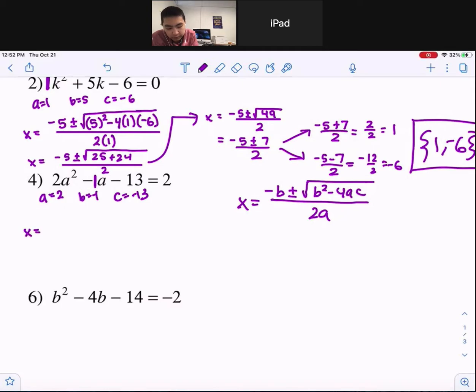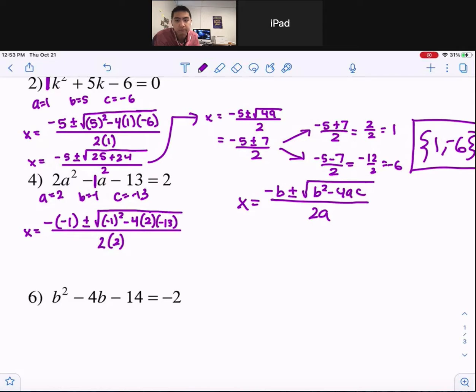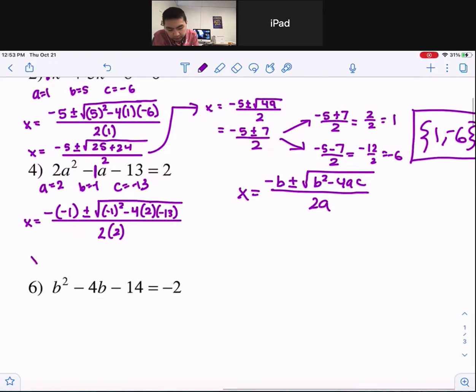So x equals negative of our b value, which is negative 1, plus or minus negative 1 to the second, that's our b squared, minus 4 times our a, which is 2, times our c, which is negative 13, all over 2 times a, which is 2 times 2. So negative of negative 1, that's positive 1, plus and minus. Negative 1 squared, that's positive 1. Negative 4 times 2 times negative 13.